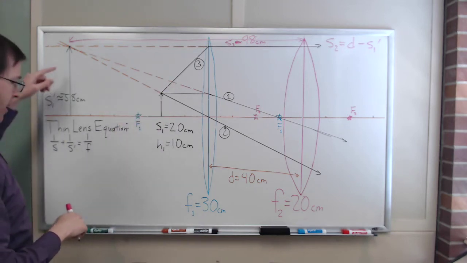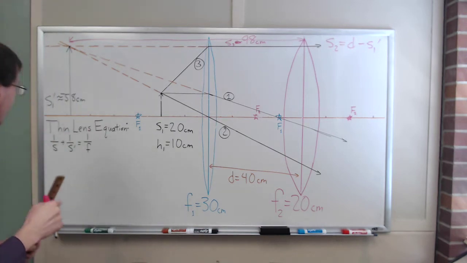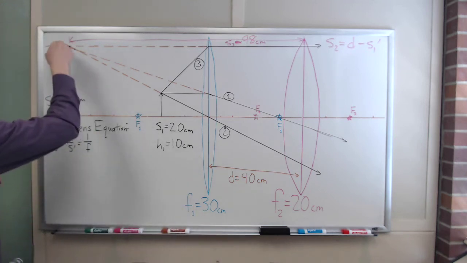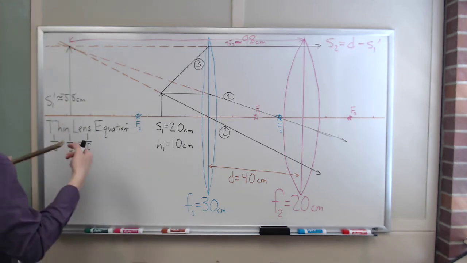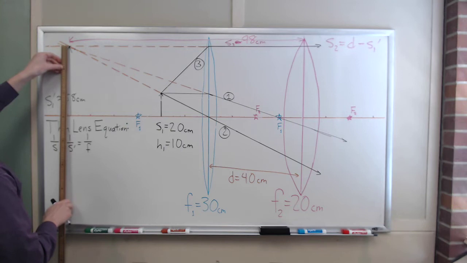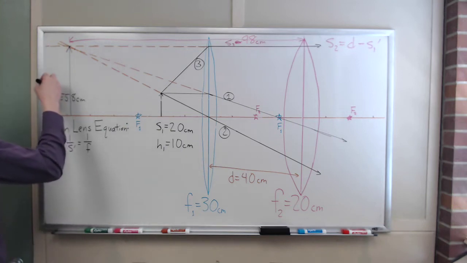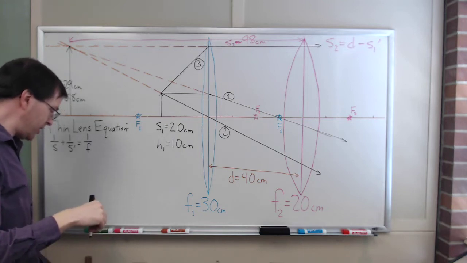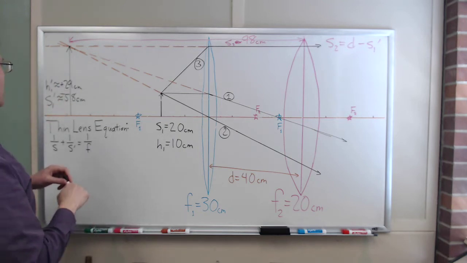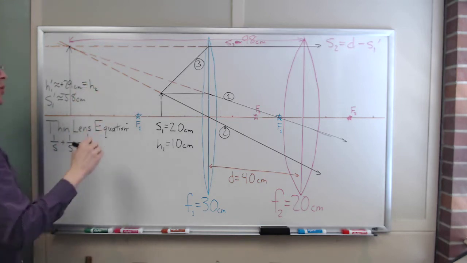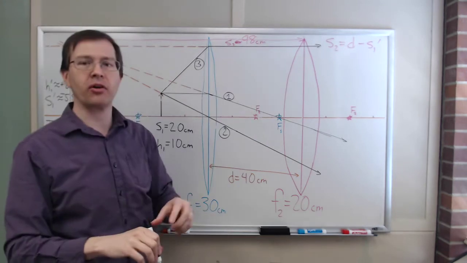I could also figure out my height. I didn't measure the height of this. I should have written that down earlier. My initial height was 10 centimeters, and the height of my image, if I measure it, looks like it is 29 centimeters. H1 prime is about positive 29 centimeters. It's an upright virtual image here. So okay, those are my results. So H1 prime, that height of 29 centimeters, by the way, is going to equal H2. The height of this image is the height of the object for lens two.